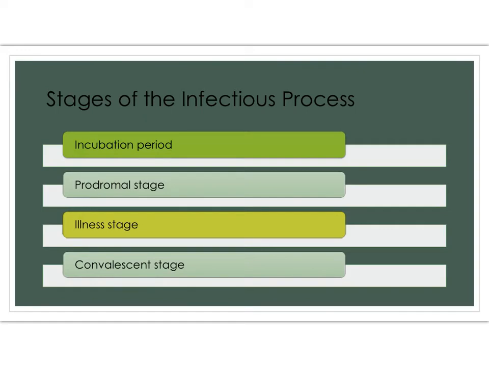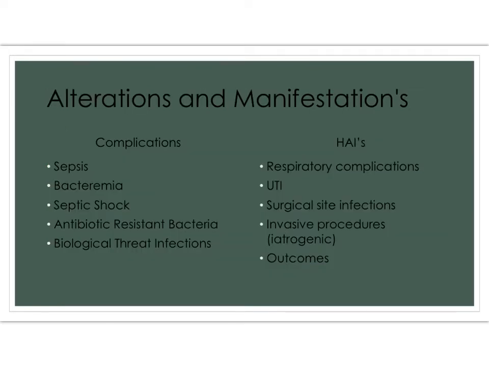And then eventually we'll move from the illness stage into the convalescent stage, and this is when recovery occurs. This is when the tissues are repaired and the signs and symptoms of the infection resolve. When we look at the complications that can occur based upon someone having an infection, there's so many that we can't possibly cover them. So I just pulled out some of the most complicated ones.